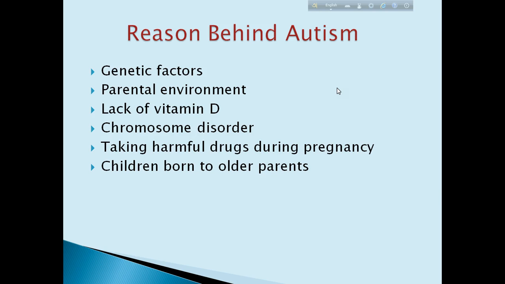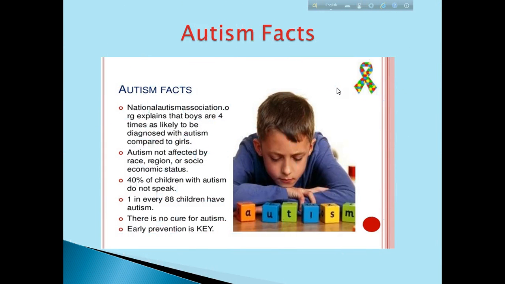Taking harmful drugs during pregnancy is another cause of autism. Drugs hinder the development of the newborn child. It also affects the DNA of a child. The last but not the least cause is children born to older parents. So, we came to know about the reasons behind autism. Let's move on to our next slide.